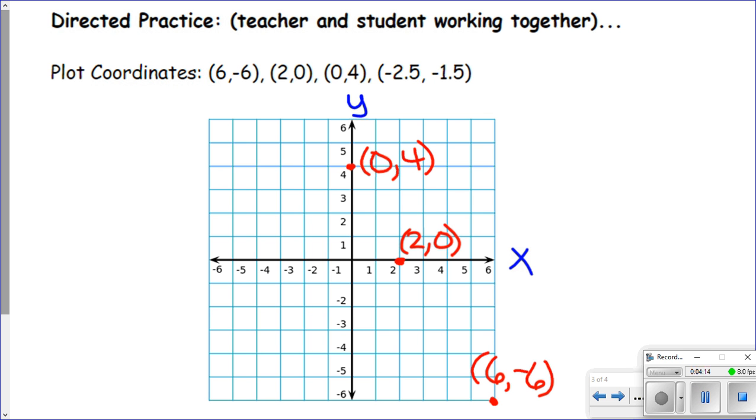And (-2.5, -1.5). So I'm going over between negative 2 and negative 3, and then I'm going down negative 1 and halfway between. And labeling.